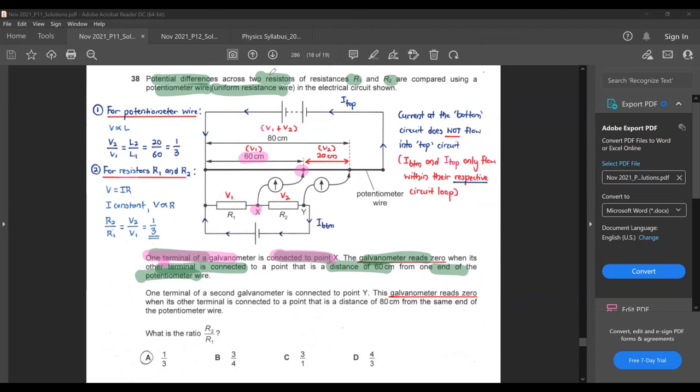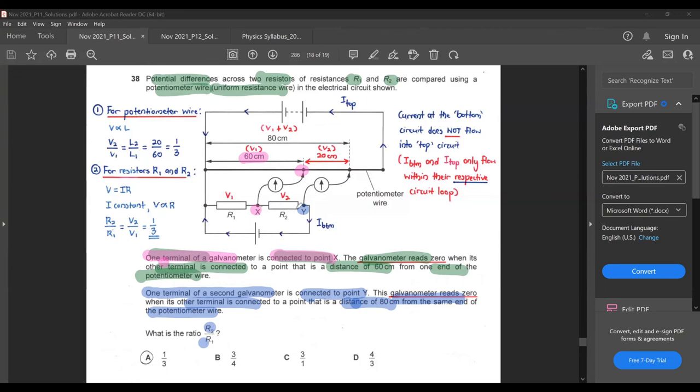You have a second galvanometer. One terminal of the second galvanometer is connected to point Y, which is this one. The galvanometer reads zero when its other terminal is connected to a point a distance of 80 centimeter from the same end of the potentiometer wire. What is the ratio R2 to R1?